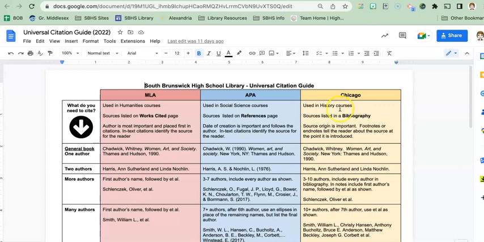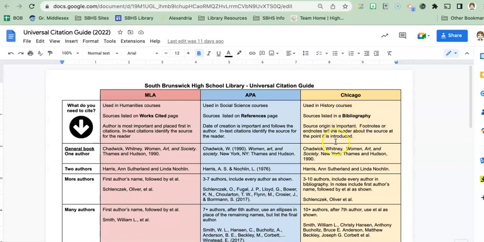The key difference between MLA and Chicago is that instead of a works cited page at the end of your document, you're going to have a bibliography, okay? So your title is going to be different. I also want you to notice as we talk about it, there's a few little differences between each type of cite that you may need to do.